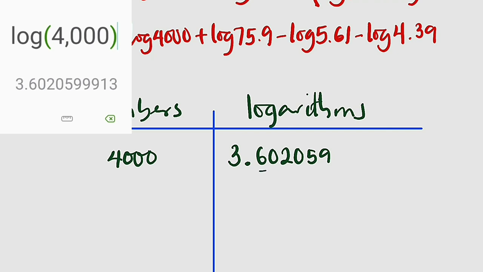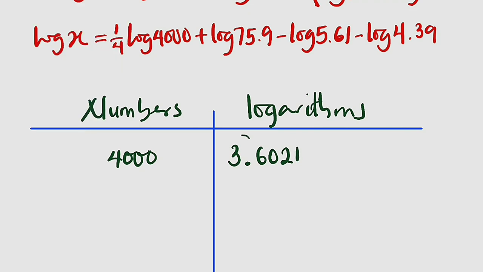You only need the first 4 digits, so you have to round it up. So you can see that this is our 4th digit, but the next digit is 5, so we have to round this off to 1. You see that? Then remember that this is the log of 4,000. After getting log of 4,000, you have to divide it by 4. So we're going to multiply this by 1 over 4.